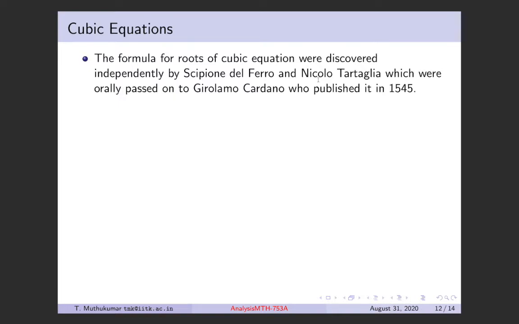And I think the story is that Cardano actually met Tartaglia and convinced him to share the result. It was he who published it much later, in 1545, the cube roots of the equation. So even today, the formula for cubic roots is called Cardano's formula, because he published it, but it was originally discovered by different people.